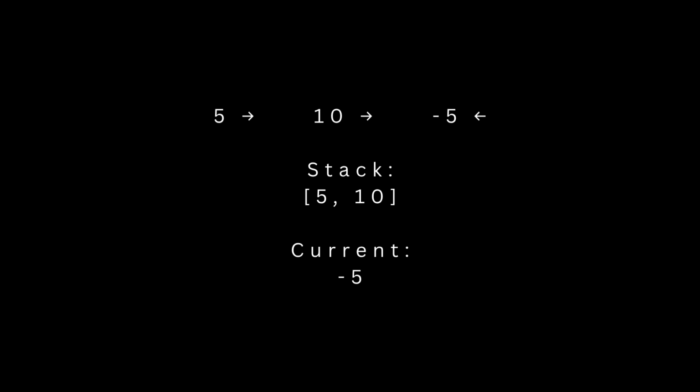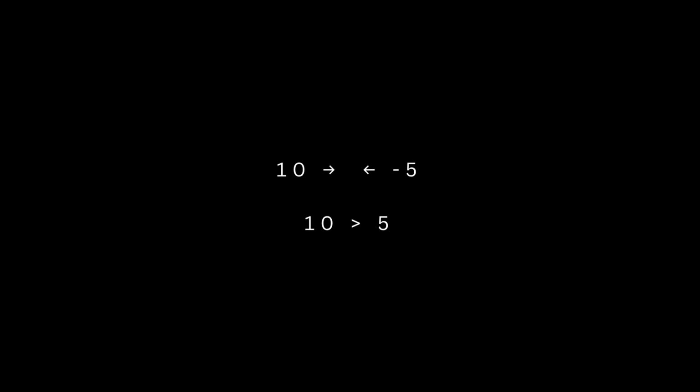Now, when we reach a negative 5, the top of our stack is positive 10. So these two are moving towards each other, meaning they will collide. Since 10 is larger than 5, the negative 5 gets destroyed. We simply don't add it to the stack.